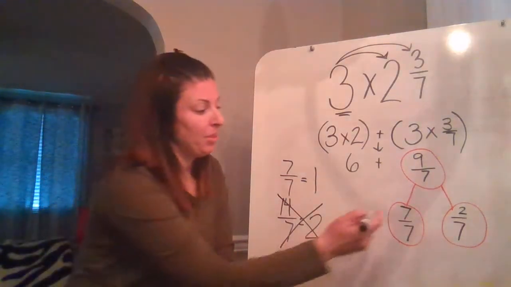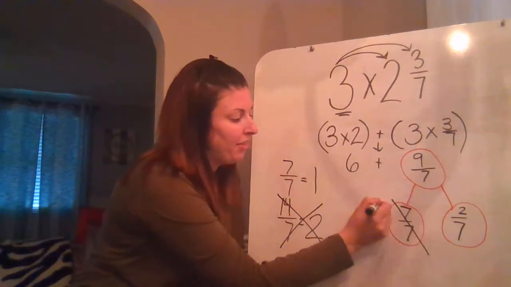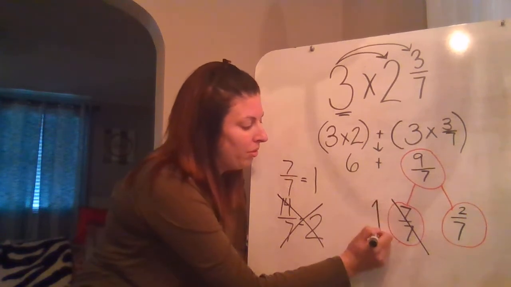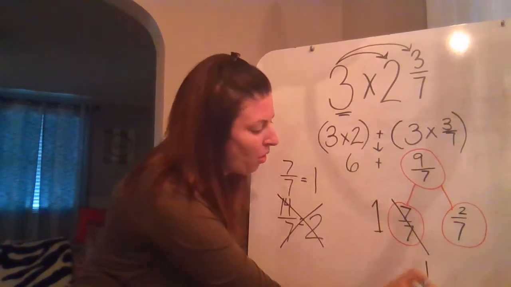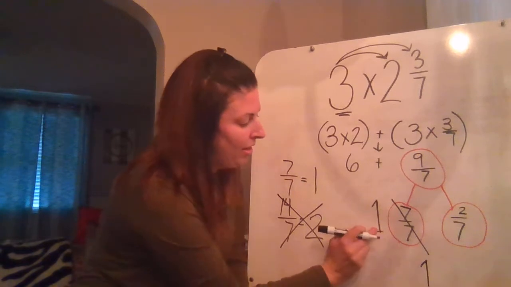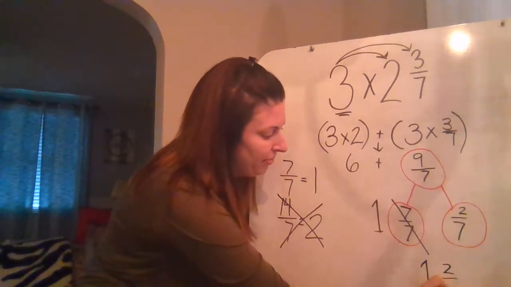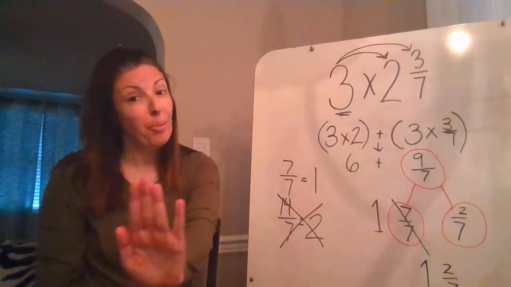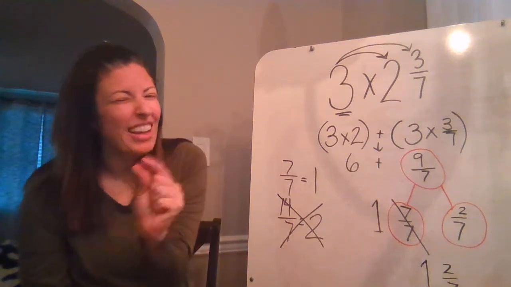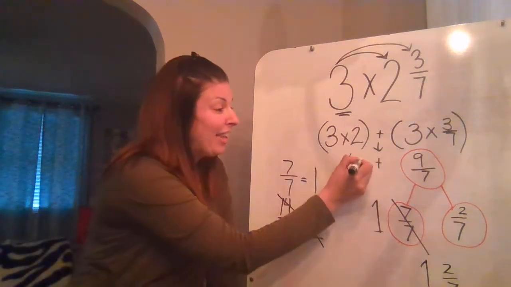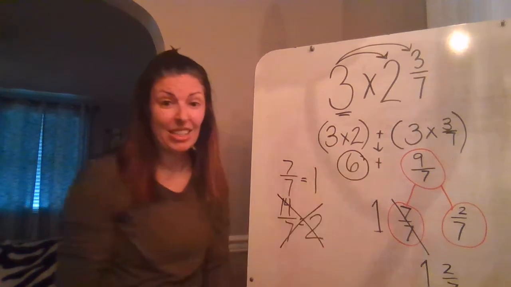So last thing I'm going to do with my number bond, I'm going to change my 7/7 to one whole, and it becomes 1 2/7. Wait. I'm not quite done. I got one more thing to do. I can't forget this 6 all the way up here.